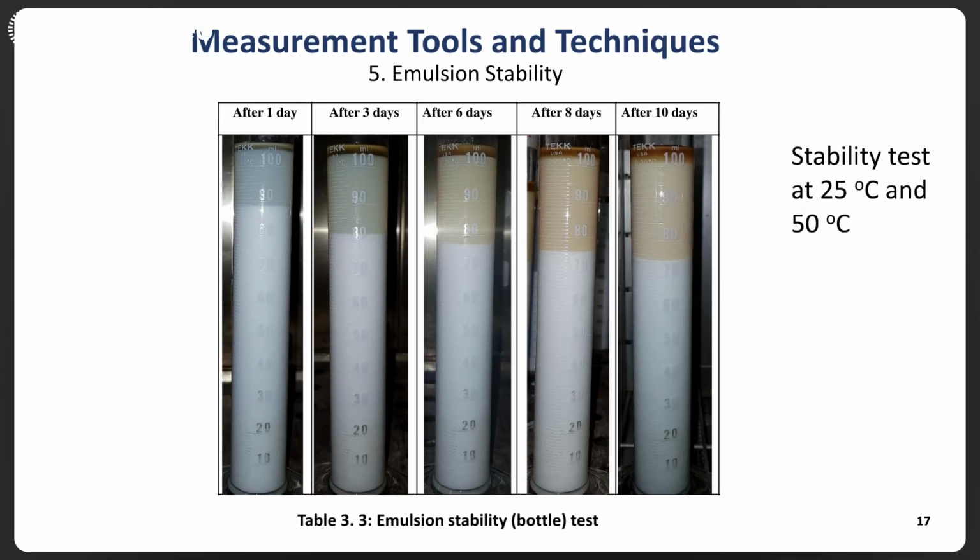The emulsion stability was tested and monitored by having samples at 25 degrees Celsius and also at 50 degrees Celsius, and reporting the percentage of oil separation, if any, from the emulsion with time for several hours up to 10 days.